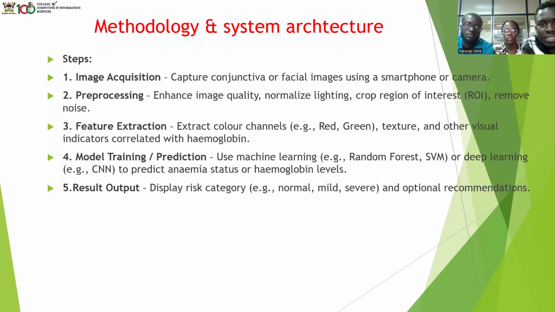And then we have the methodology and architecture, so the steps that we are going to take while conducting our research. One is image acquisition. That means you're going to capture an image using a smartphone or camera, and then pre-processing. We enhance the image quality, normalize the lighting, crop the region of interest, and remove noise. We have feature extraction. That means extracting colors, that means the red, the blue, and the texture, and then other visual indicators correlated with hemoglobin.